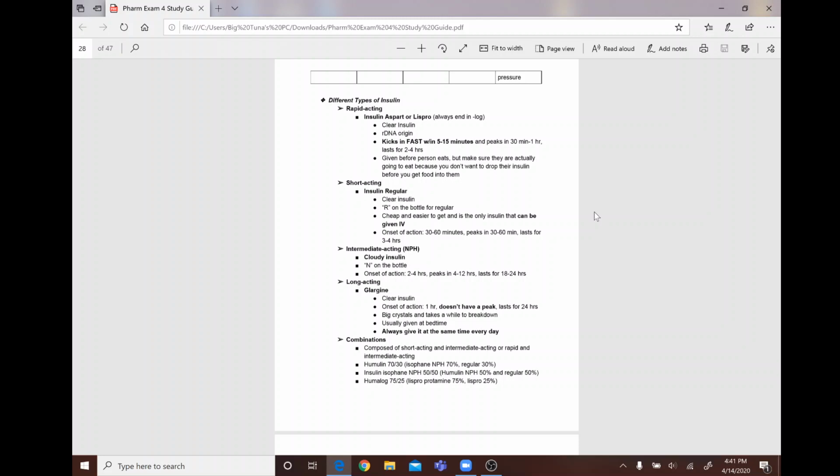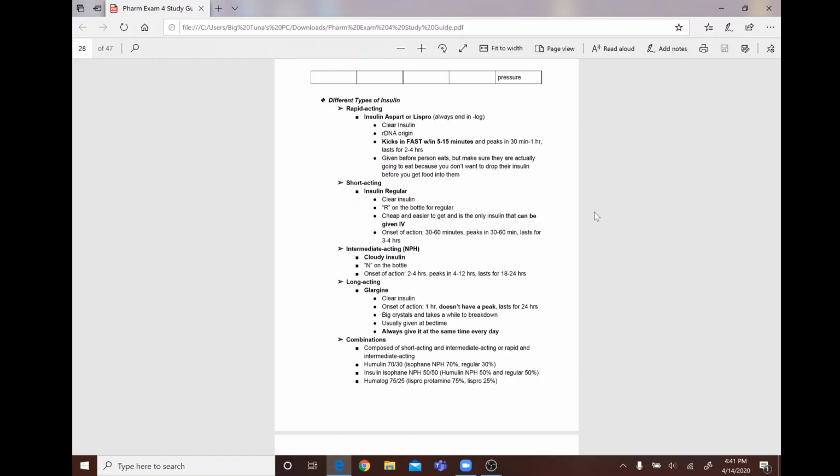All right, short-acting insulins. Are they clear or cloudy? Clear. If we look at a bottle of insulin, how do we know that's a short-acting insulin? There's an R on the bottle for regular. What are the hallmark signs of short-acting insulin? Cheap, easy to get, only one that can be given IV.